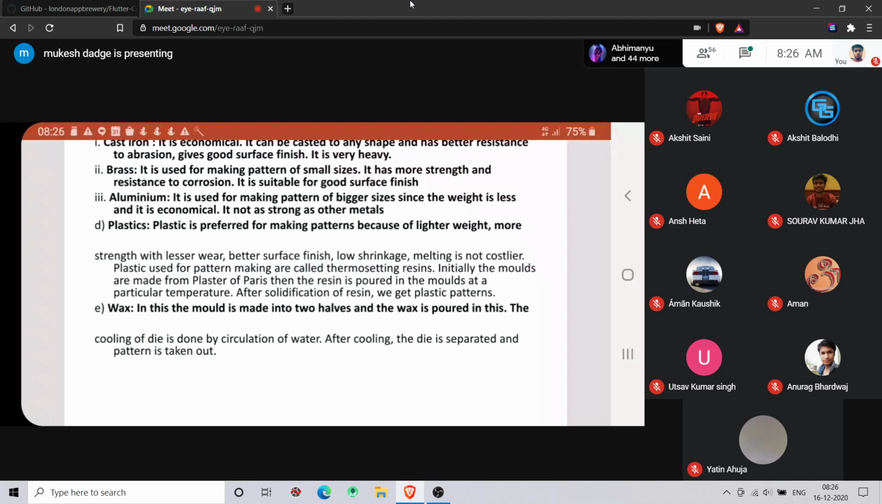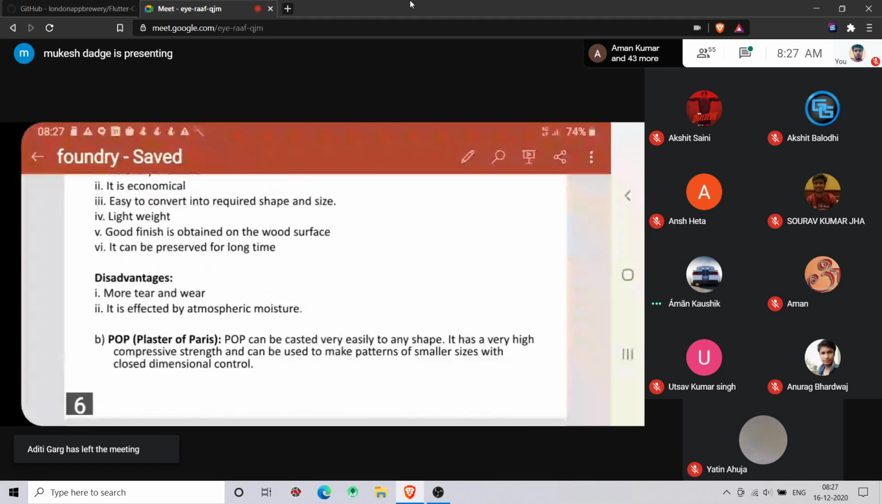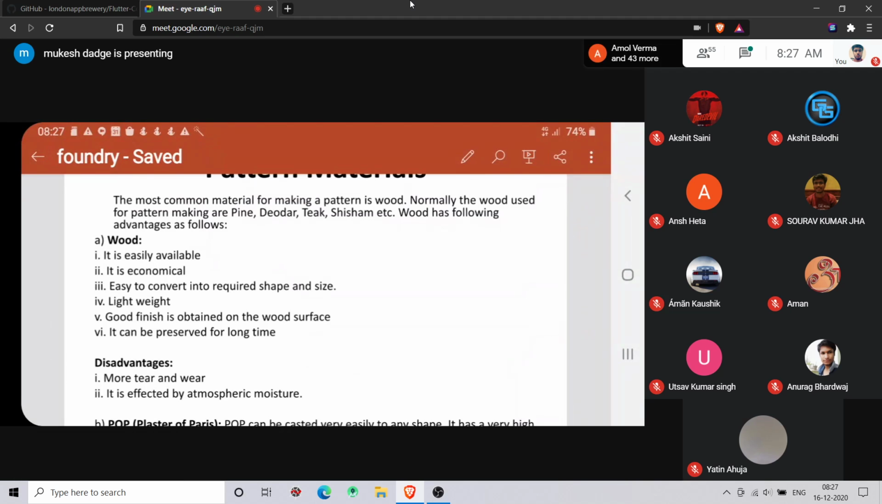The cooling of the die is done by circulation of water. After cooling, the die is separated and the pattern is taken out. So what is a die? Die casting is there, and in die casting, they are using wax as a pattern. So this is all about the pattern material.